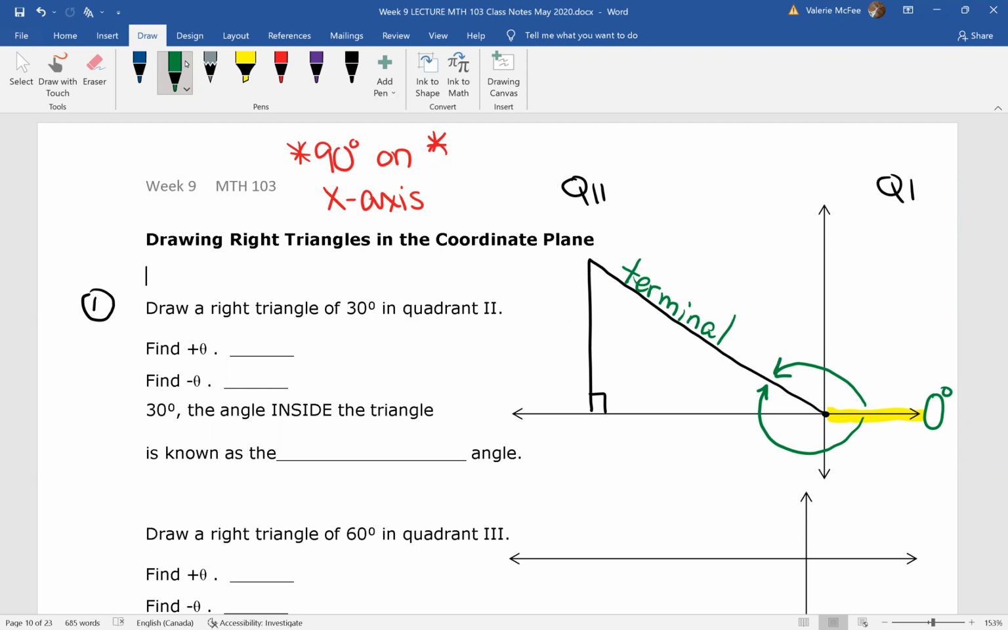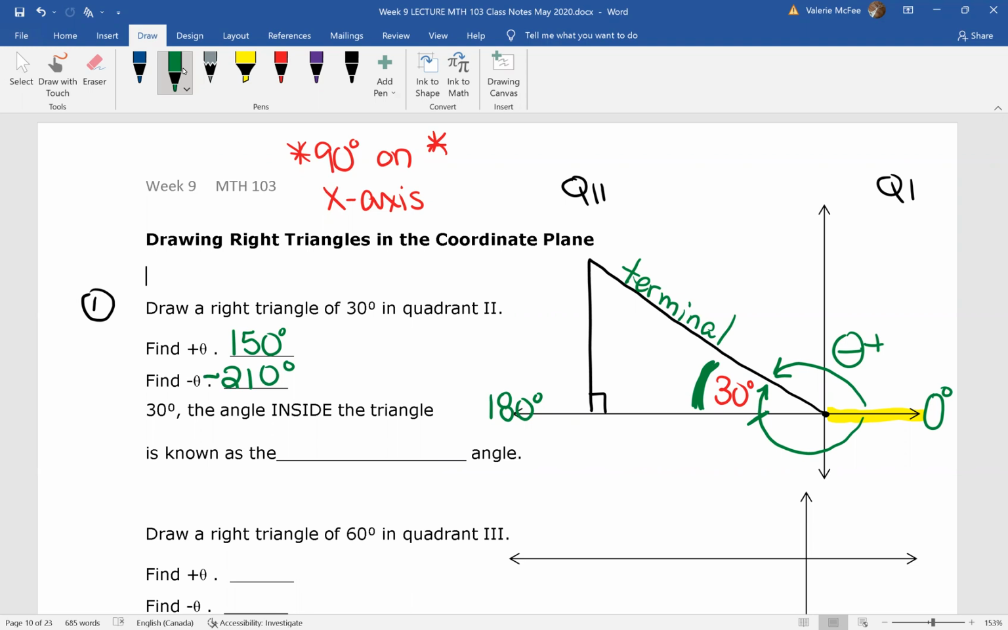Positive theta. Well, let's think about this. We drew a 30-degree triangle, so we know that this is 30 degrees here. We also know if we went all the way to the negative x-axis, we would be at 180 degrees. So our positive theta is 30 degrees less than 180, 150 degrees. Our negative theta is 180 degrees plus 30, 210 degrees in a negative direction.